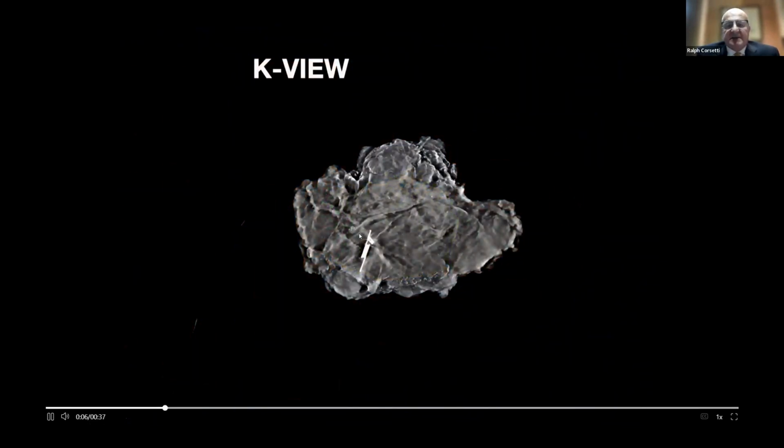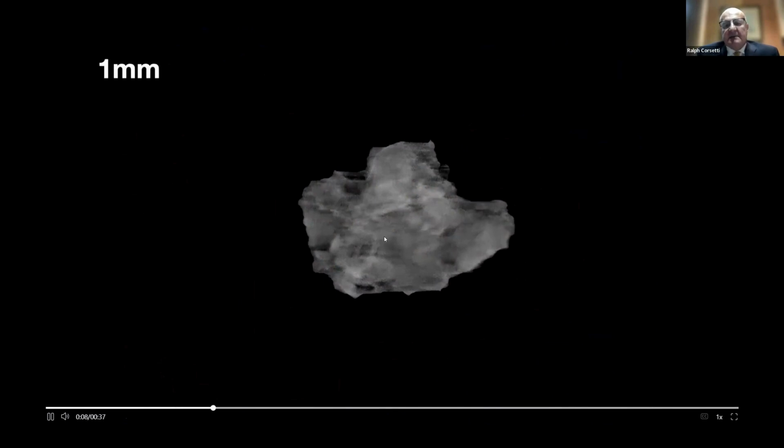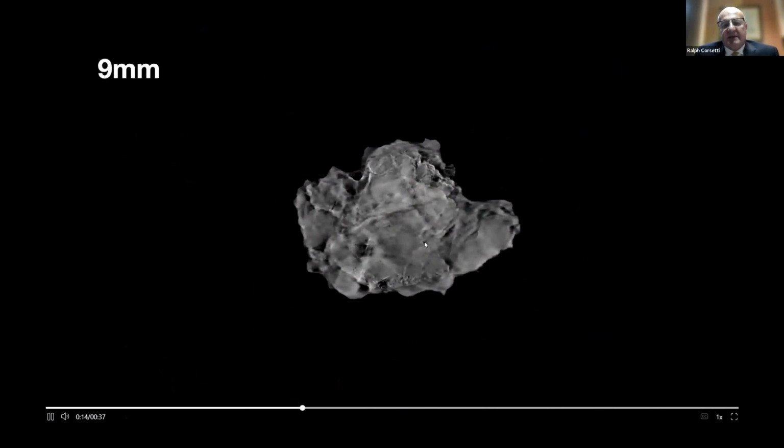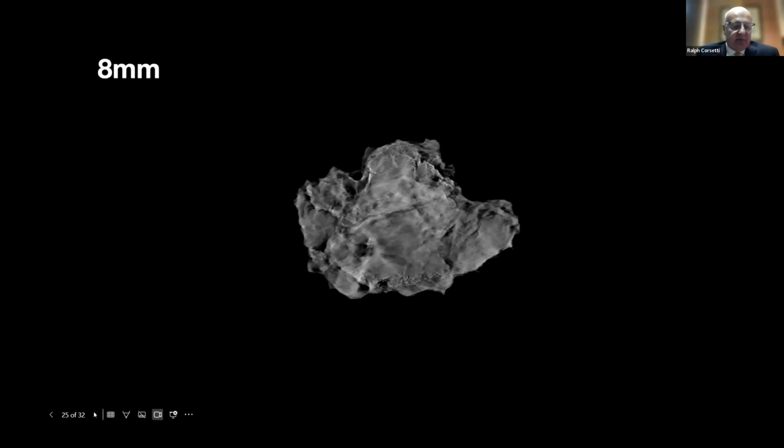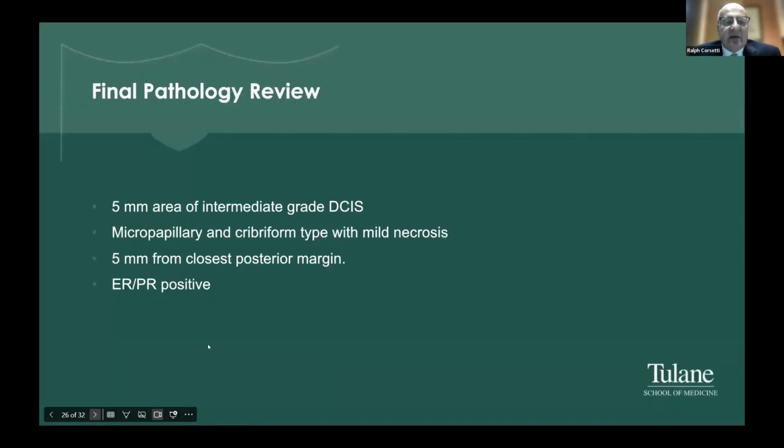Again, you see the calcifications by the biopsy site. Anterior, very clear. As you get through the middle of the specimen, you start to see the marker and the calcifications there. And I'm trying to achieve a grossly clear 1 centimeter with this specimen. You can see the calcifications nicely there as you scan back and forth. And she had a 5 millimeter area of intermediate grade DCIS, 5 millimeters from the closest posterior margin.